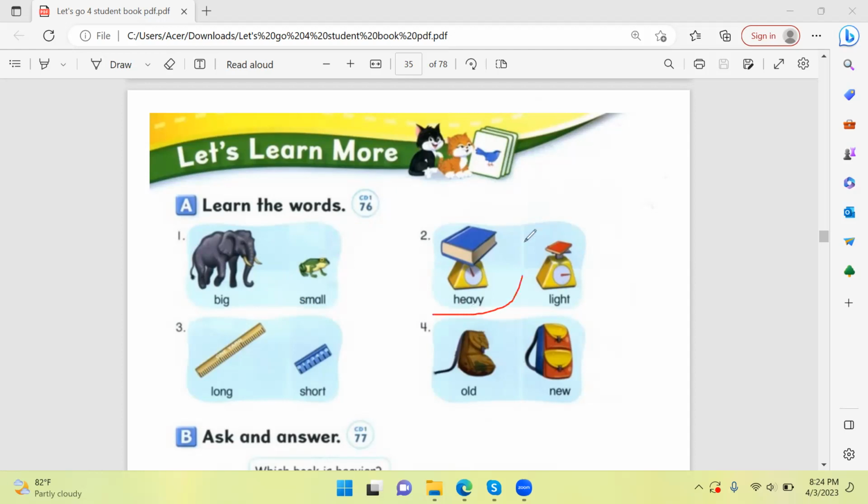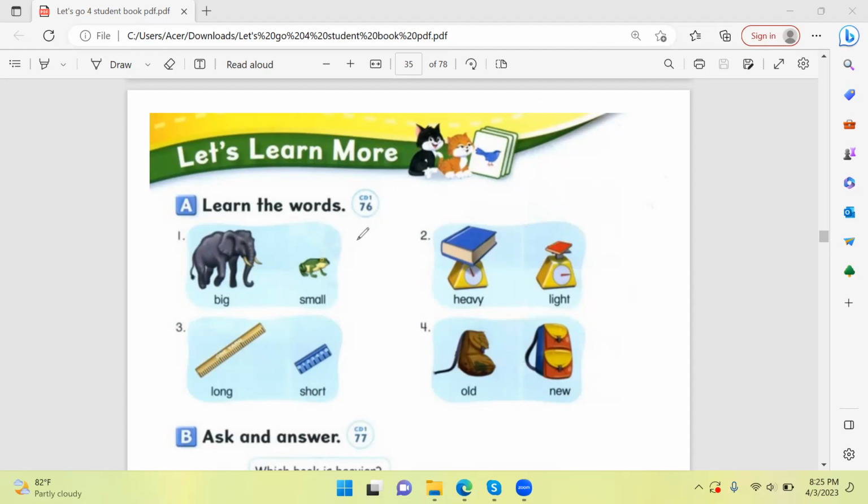How about the second one? Heavy. What do you call this one? Heavy. Okay, it's heavy. And then what do you call this one? It's a book. Very good. What is the color of a book? It's color blue. Light. Very good. How about this one? Light. Okay. And what is the color of the book here? It's color red.